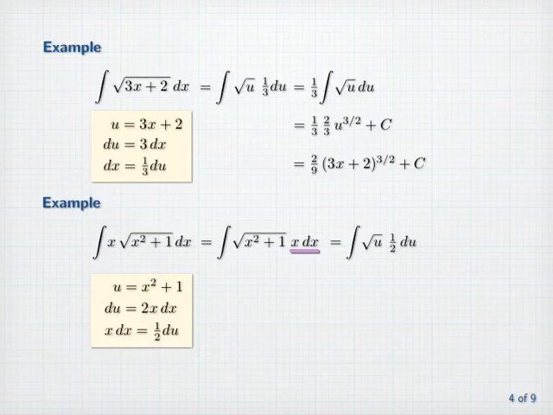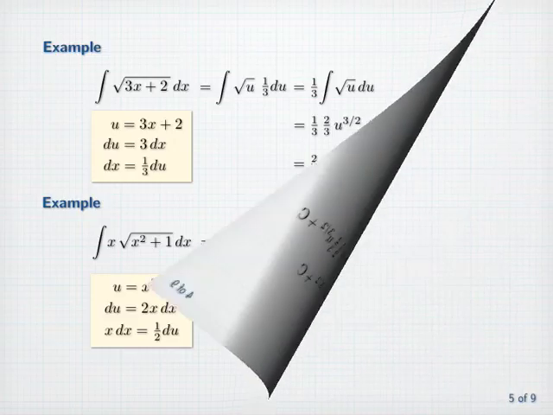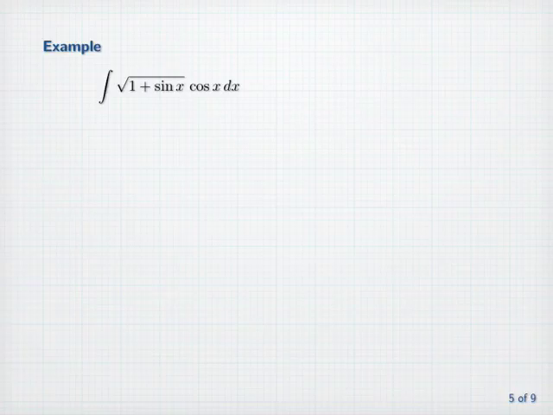of du. Now we'll just bring the 1/2 outside, integrate the square root function, getting 1/2 of 2/3 u to the 3/2 plus c, and then replace u with x squared plus 1. So we have 1/3 x squared plus 1 to the 3/2 power plus c. Another example. Suppose we have the integral of the square root of 1 plus sine x times cosine x dx.